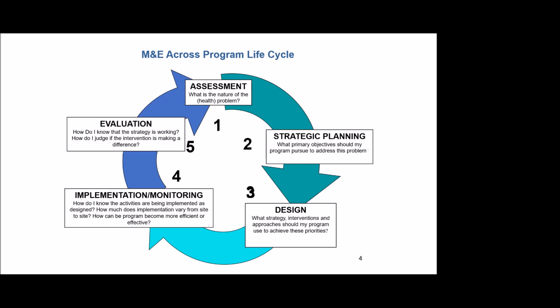Then you get to the design stage. What strategy, interventions, and approaches should the program use to achieve these priorities? When we come to the implementation stage, which is stage 4, where we're doing monitoring, the key question is, how do I know the activities are being implemented as designed? How much does implementation vary from site to site? And how can the program become more effective or efficient?